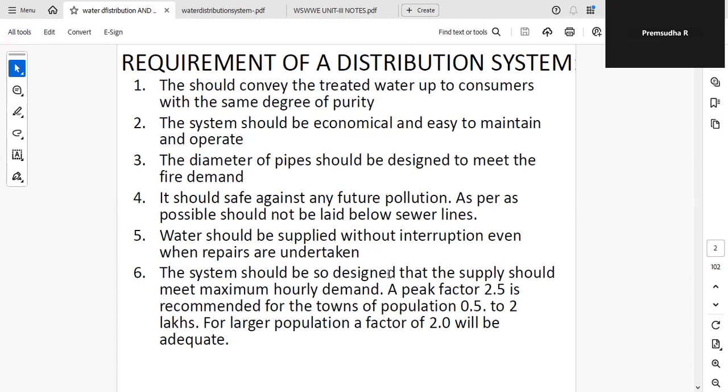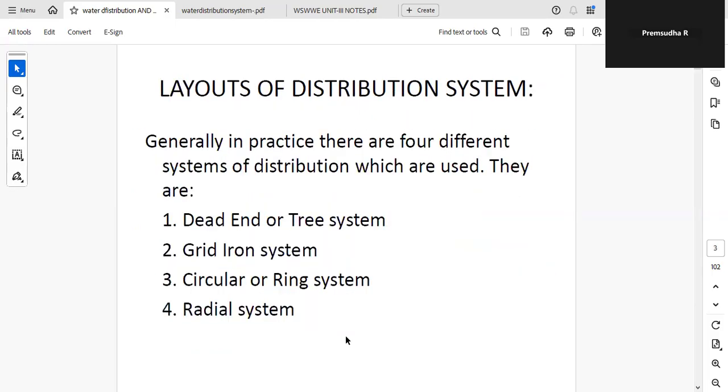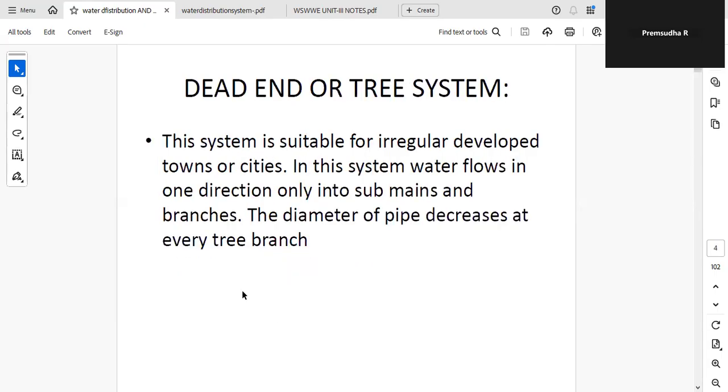The system should be designed so that the supply meets the maximum hourly demand. A peak factor of 2.5 is recommended for towns of population 0.5 to 2 lakhs. For larger populations, a factor of 2 will be adequate. Then, here you can see the layout of the distribution system. Generally in practice, there are 4 different systems of distribution which are used: dead-end or tree system, gridiron system, circular or ring system, and radial system. We'll see all the different types one by one.